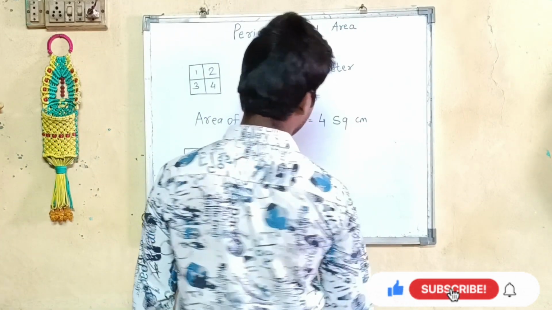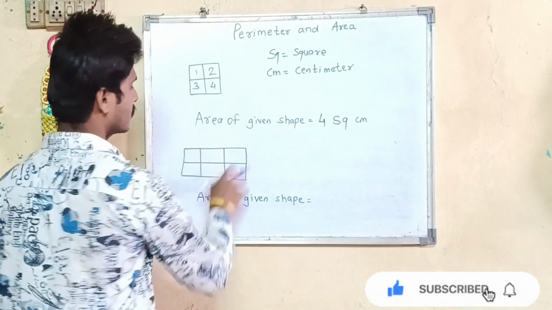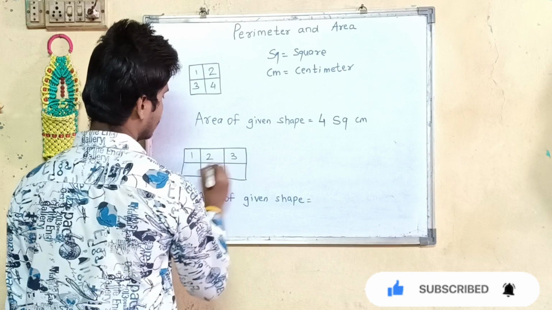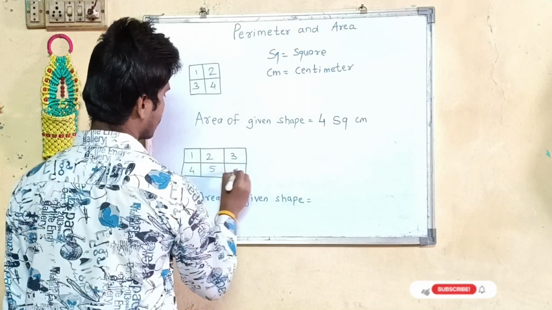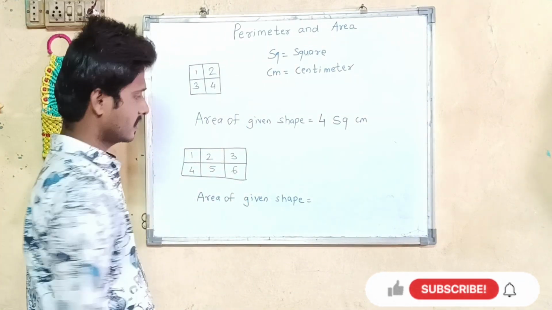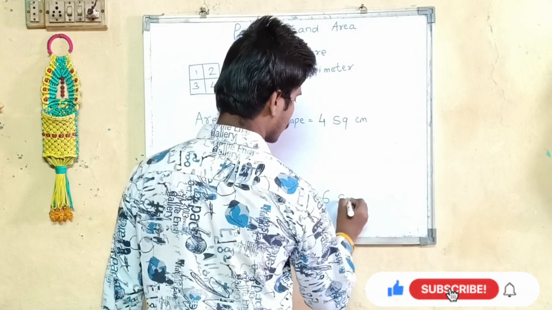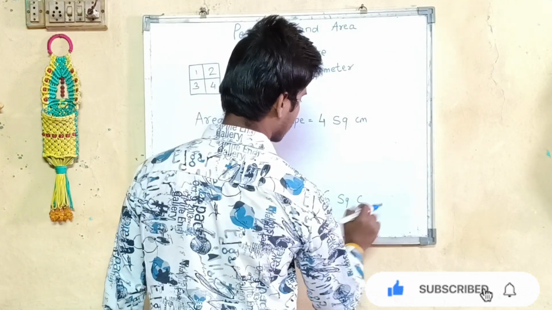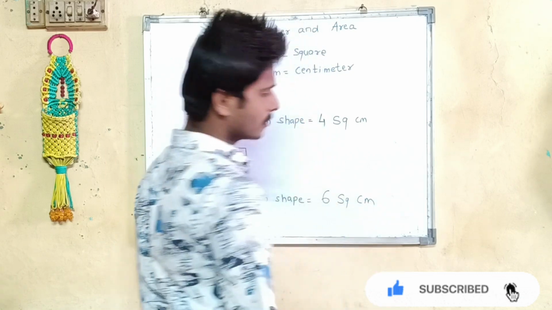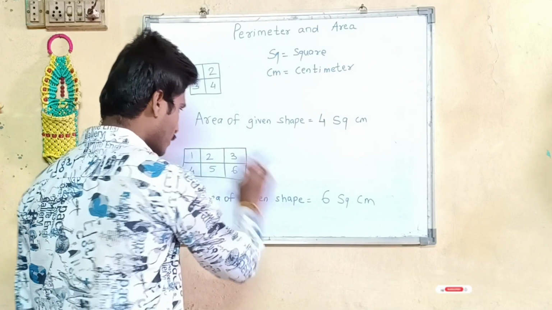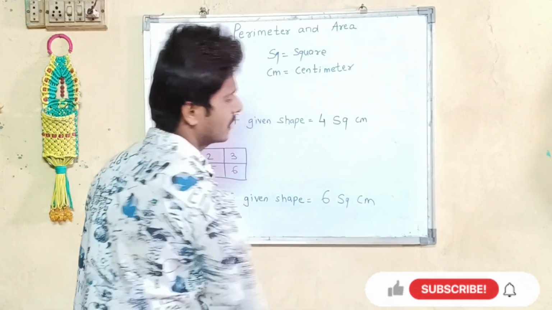Okay, now again what are we supposed to do? We have to count the inner boxes. 1, 2, 3, 4, 5 and finally 6. So how many inner boxes we got? 6. What we are supposed to write? 6 square centimeter. So in this way for area any of the figure will be given to you. You just have to count the inner boxes and you have to add.